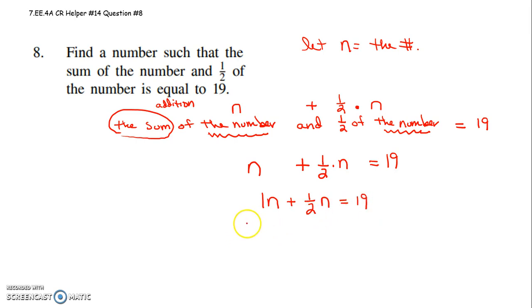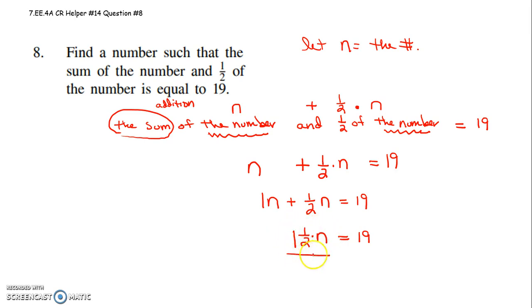So now I'm just going to solve this equation. The first thing I'm going to do is combine my like terms. 1n plus 1/2 n is 1 and 1/2 n equals 19. Now I'm going to just isolate n all by itself. What's the operation between the 1 and 1/2 and the n? The operation in between is multiplication. How do I undo multiplication? I undo multiplication using division.